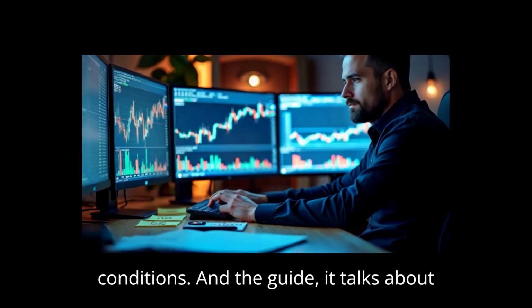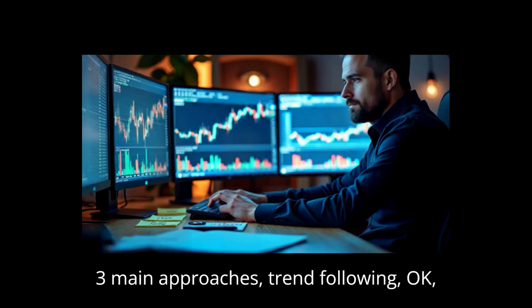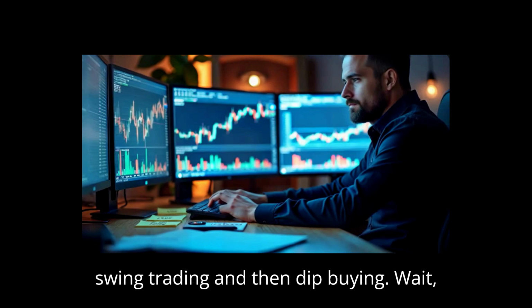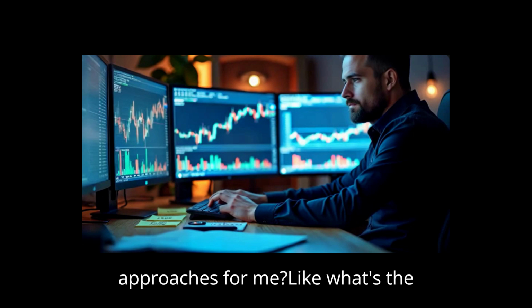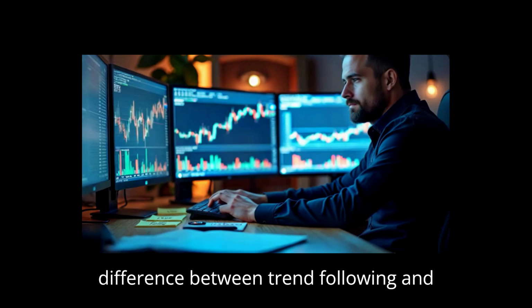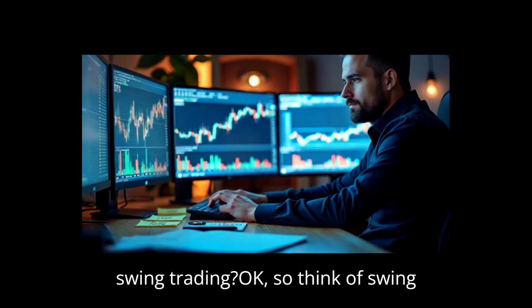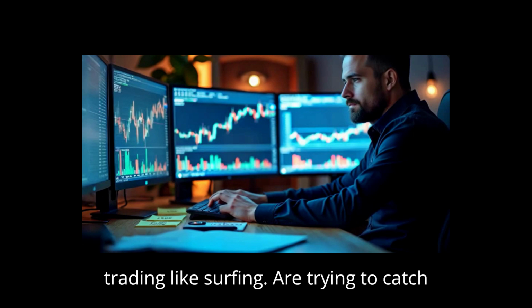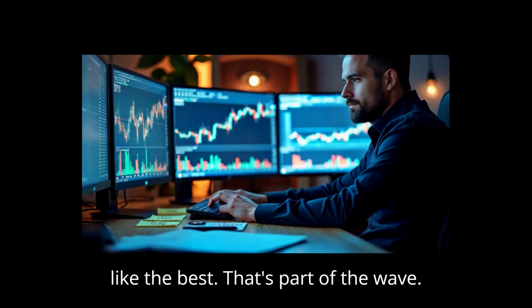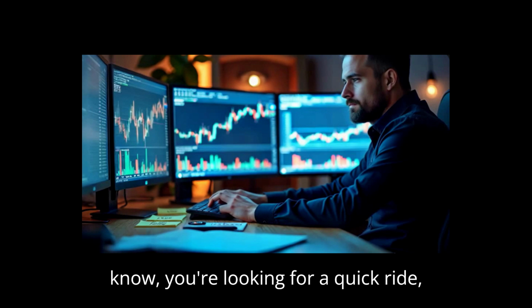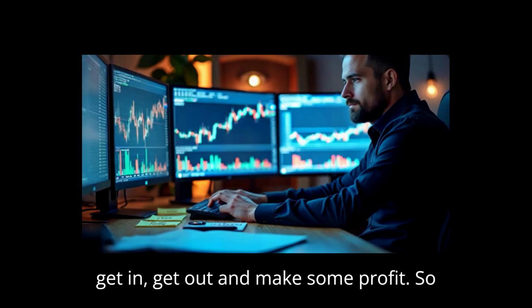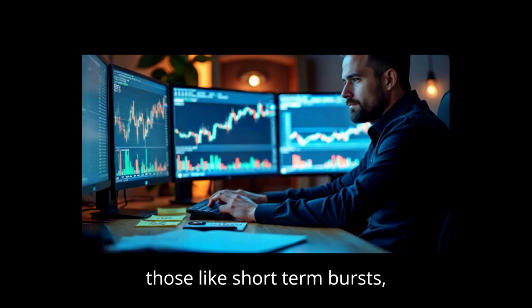And the guide talks about three main approaches: trend following, swing trading, and then dip buying. Wait, hold on. Can you break down those three approaches for me? What's the difference between trend following and swing trading? Okay, so think of swing trading like surfing. You're trying to catch the best part of the wave. You're not trying to ride it forever. Right. You're looking for a quick ride, get in, get out, and make some profit. So those short-term bursts?